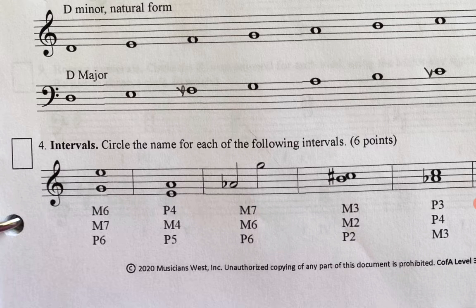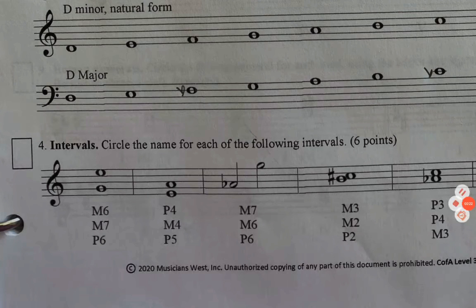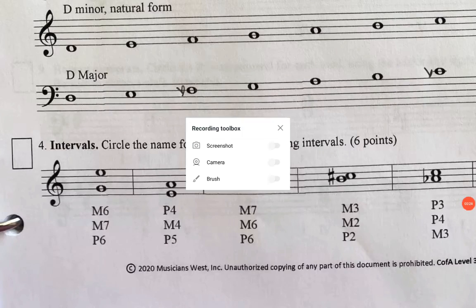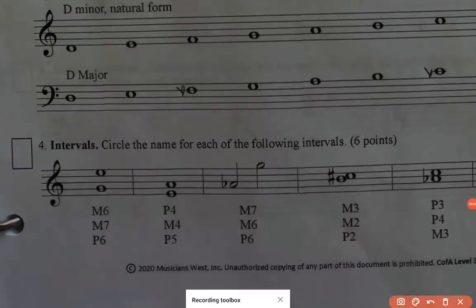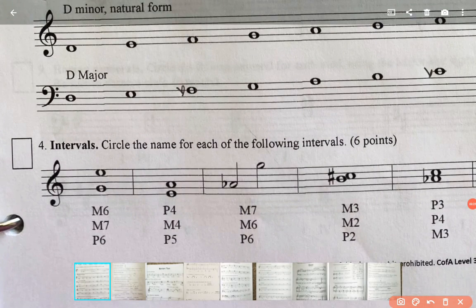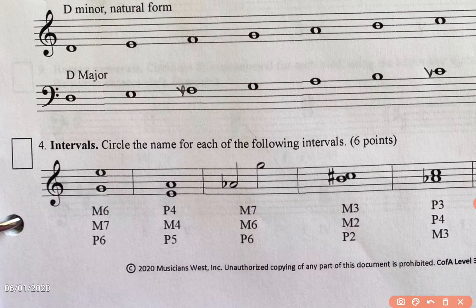So we're going to be talking about major, minor and perfect intervals, but actually at level 3 we're only going to be talking about major or perfect. That does not include minor intervals. So I'm going to use my brush just to make it a little bit easier. So we're looking at number 4, intervals. What does it say? Circle the name for each of the following intervals. Okay, so let's look at the first one.